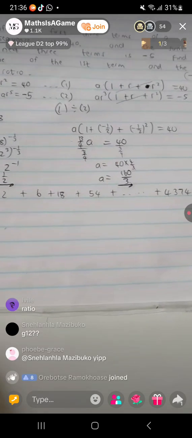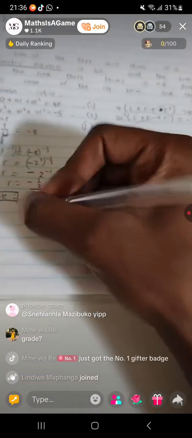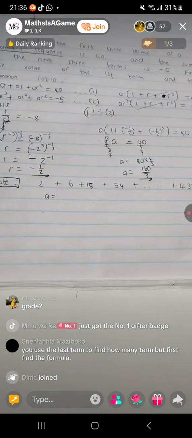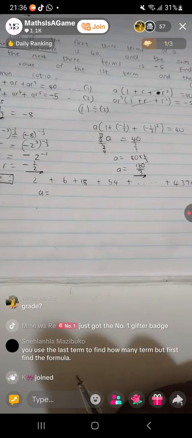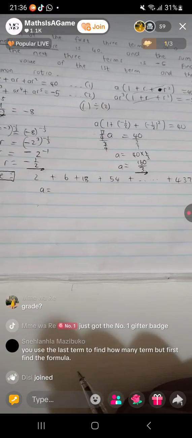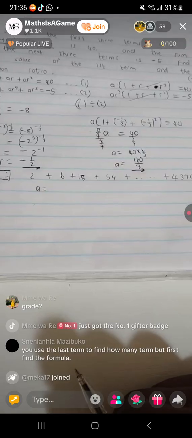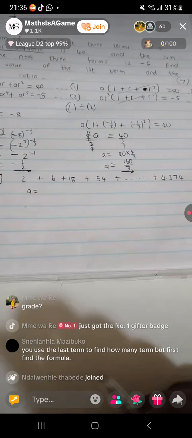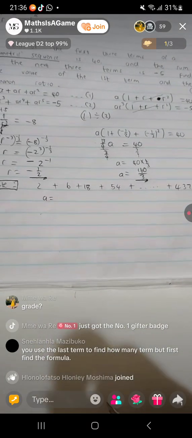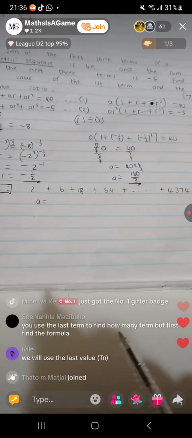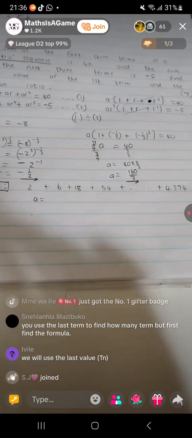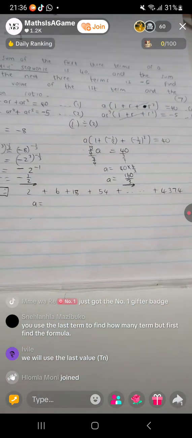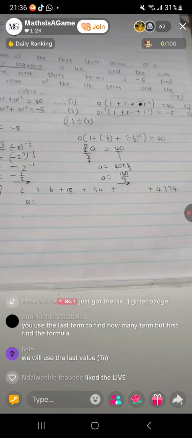I think as far as A, okay, you use the last term to find how many terms, but first find the formula. Okay, thank you so much, Sentlantla Mazibuko. Sentlantla Mazibuko has got some understanding there. Okay, all right, thank you so much, Sentlantla. We will use the last value, Tn. Thank you so much. You guys definitely know what you are doing.